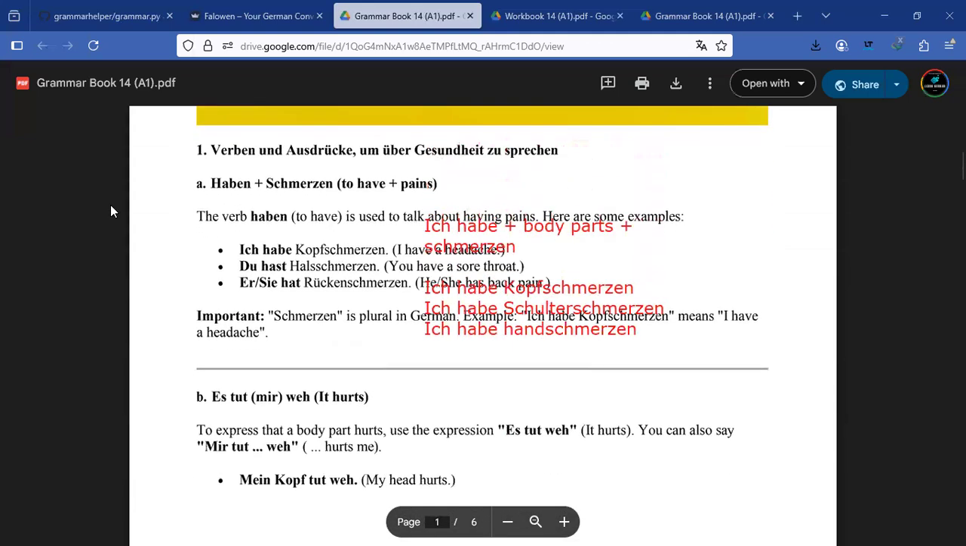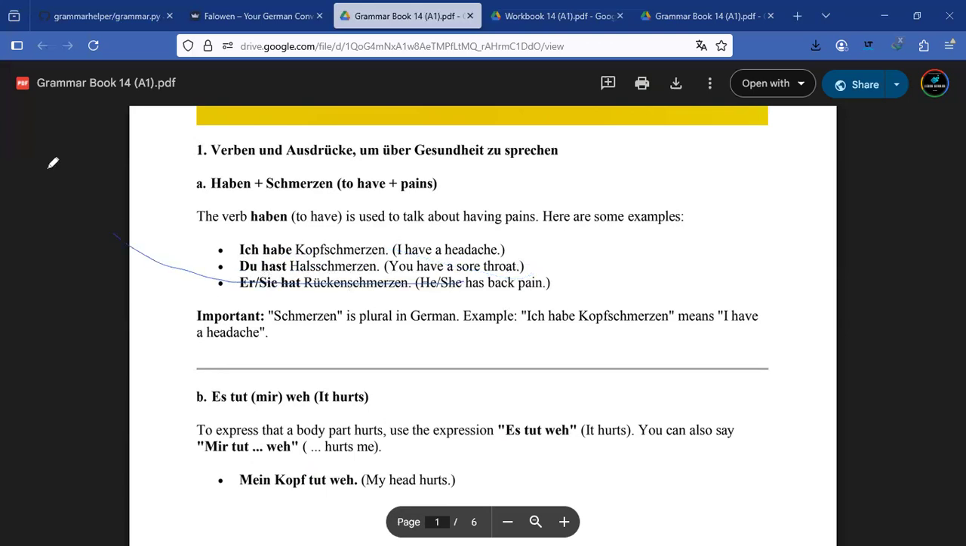Let's check some examples here. We have Kopfschmerzen, which means headache: ich habe Kopfschmerzen. Sore throat is Hals, so du hast Halsschmerzen implies that you have a sore throat. And sie hat Rückenschmerzen implies that she has back pain, right?